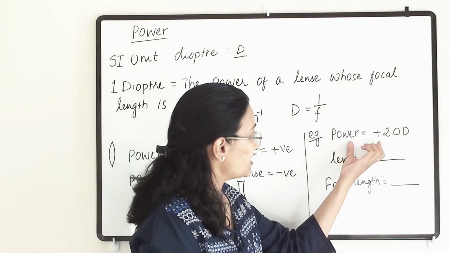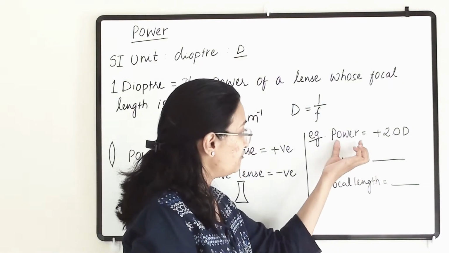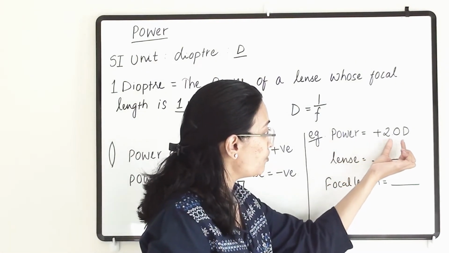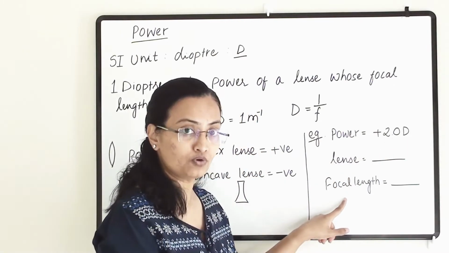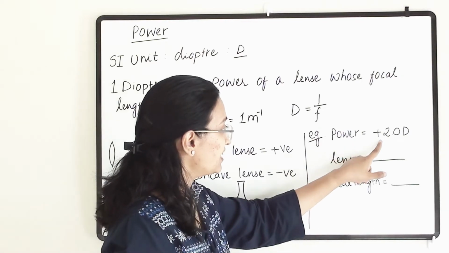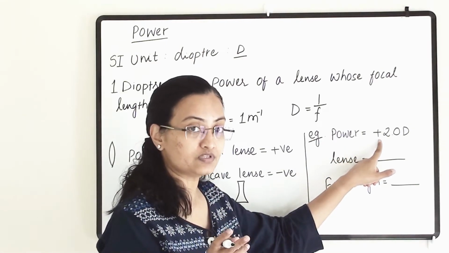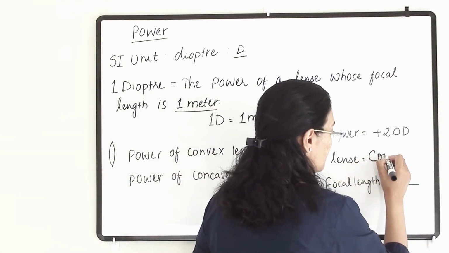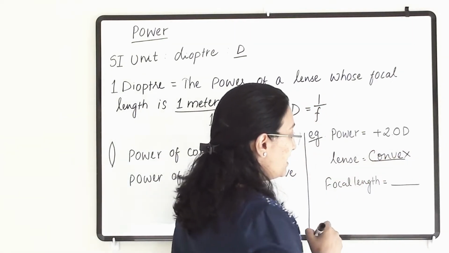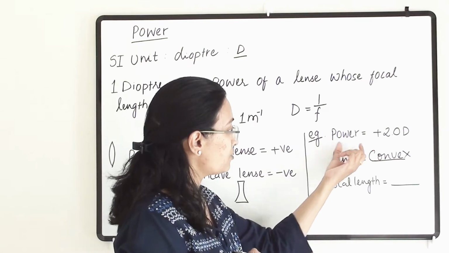Now let us see one example. If the power is plus 2.0 D, then what will be the lens and what will be the focal length? So the lens we can check from the positive or negative sign. If it is positive, then it is convex. So the lens is convex. And what will be the focal length of this convex lens?